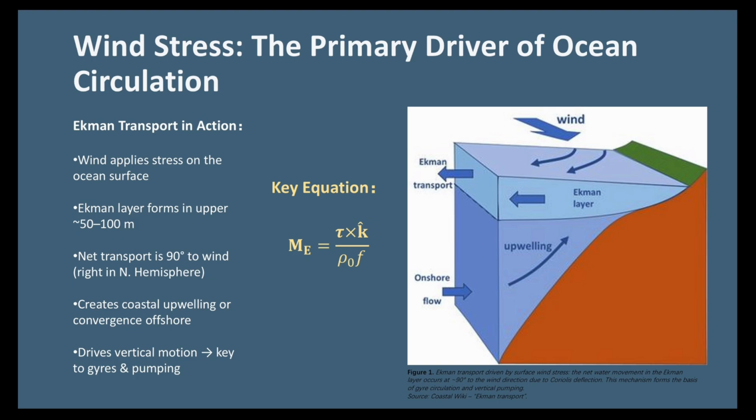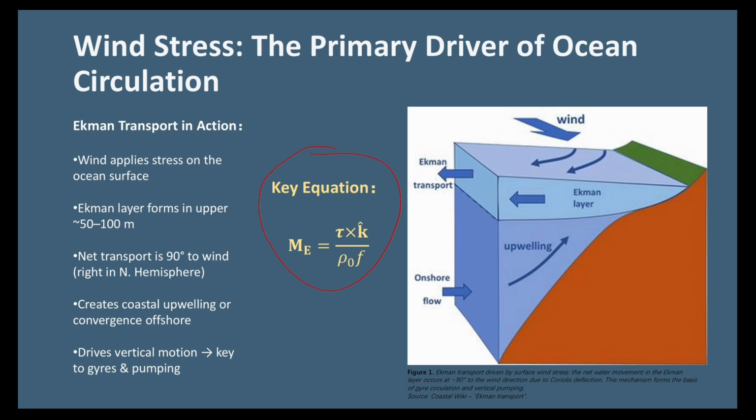When wind blows across the ocean surface, it pushes the water, but because the Earth is rotating, water does not move in the same direction as the wind. In the northern hemisphere, the net movement of the upper ocean is about 90 degrees to the right of the wind. This is called Ekman transport. This simple relationship acts like a formula: net transport equals 90 degrees to the right of the wind.